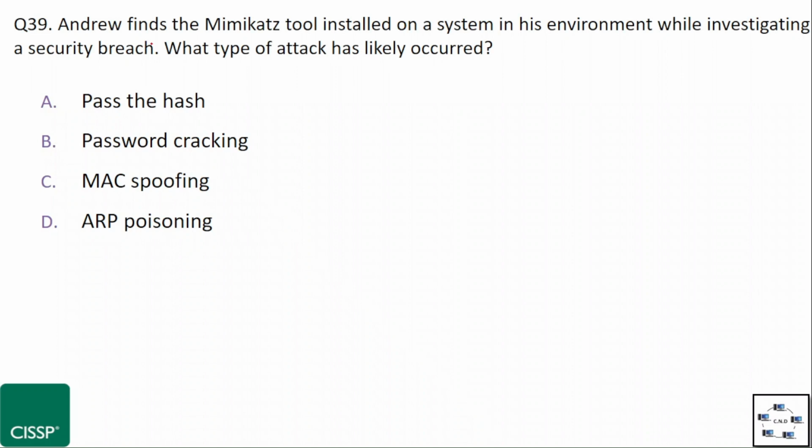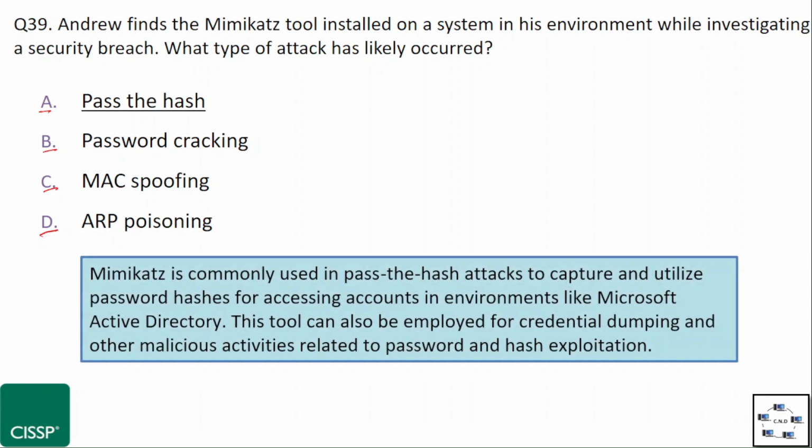Question number 39. Andrew finds the Mimikatz tool installed on a system in his environment while investigating a security breach. What type of attack has likely occurred? And the options are: option A, pass the hash; option B, password cracking; option C, MAC spoofing; and option D, ARP poisoning. And the correct option is option A, pass the hash.